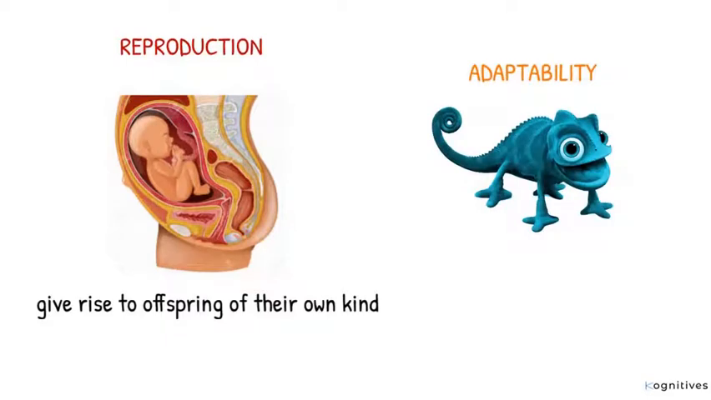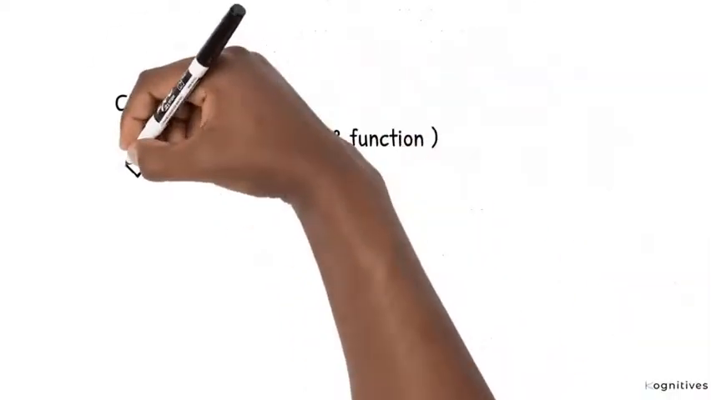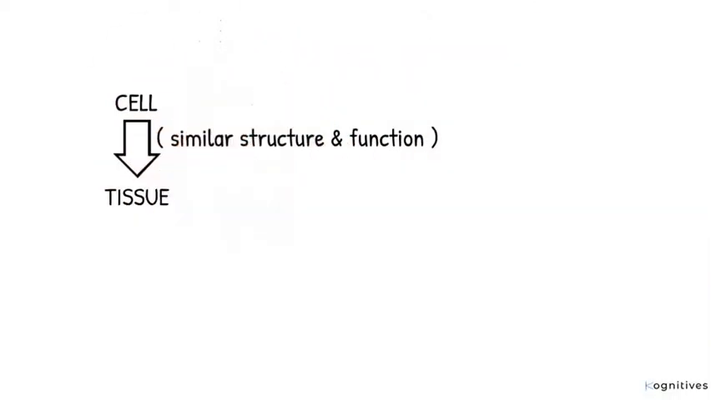Life in general is organized into different levels depending on the complexity of each level. Every organism contains a basic structural and functional unit of life. This basic structural and functional unit of life is called a cell. In some multicellular organisms, cells that have similar structure and function come together to form a tissue, in which all the cells perform a particular function.